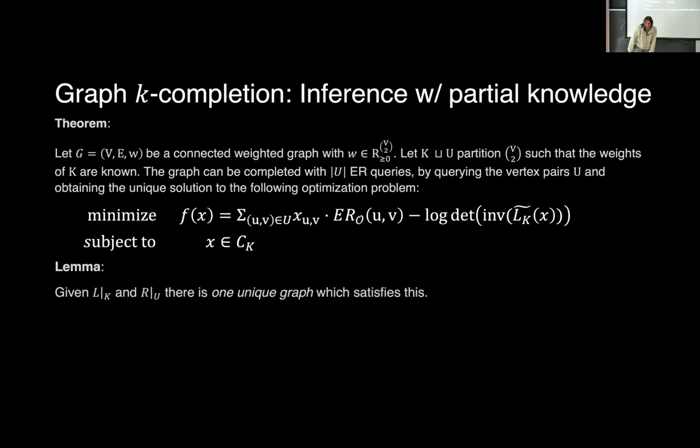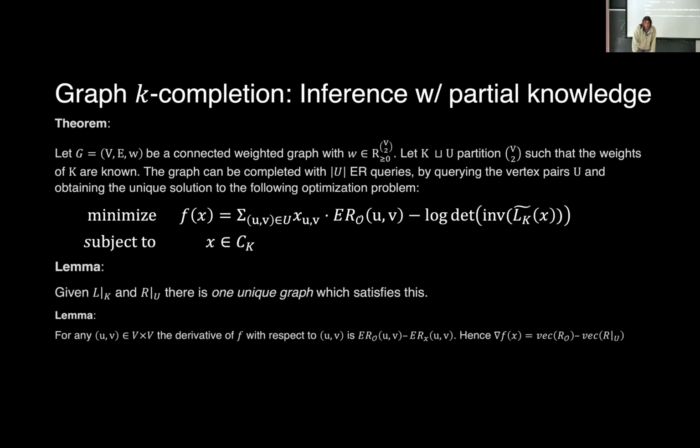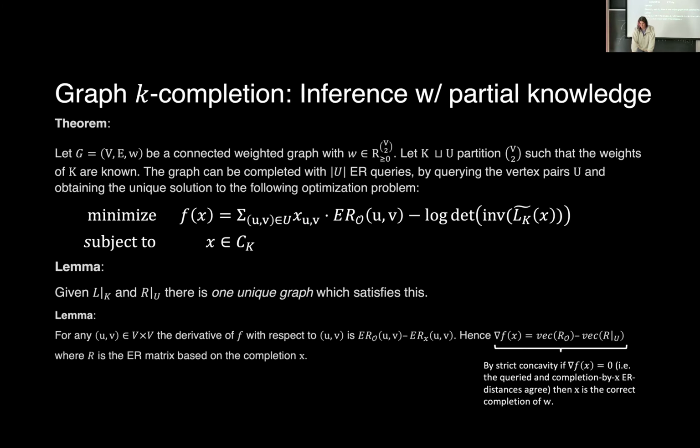So how do we show this? Well, we have a lemma. Given L restricted to our known index pairs and the resistance matrix restricted to our unknown index pairs, there's one unique graph which satisfies this. And how do we prove that? Well, we have another lemma. For any index pair, the derivative of f with respect to that pair is exactly the difference between our queried resistance and the resistance that you get on that pair, assuming that x is your completion. If we look at the gradient here, we see that it's the difference between the vector of the queried resistances and the resistances you'd get based on x. So when those agree exactly, the gradient is 0. And by the strict concavity of this function, this is unique.